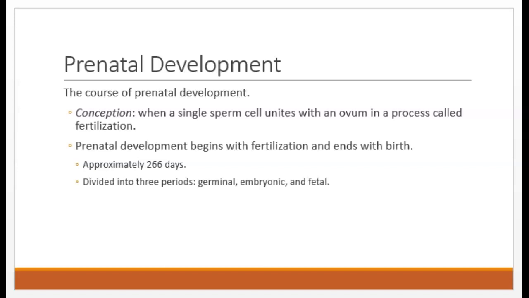The prenatal period is approximately 266 days long and divided into 3 periods: germinal, embryonic, and fetal. These 3 periods are not the same length as each other. We're not talking about trimesters. The germinal and embryonic stages are relatively short, and then the vast majority of prenatal development is comprised of the fetal period.